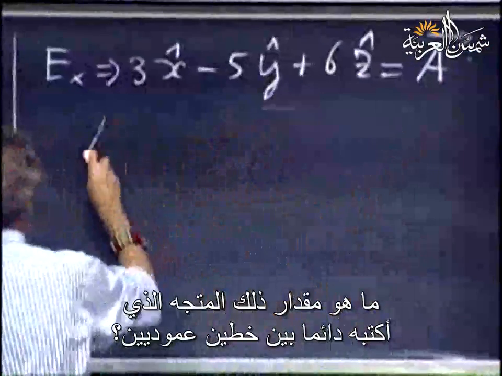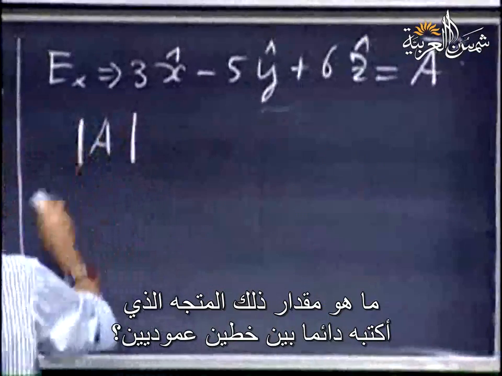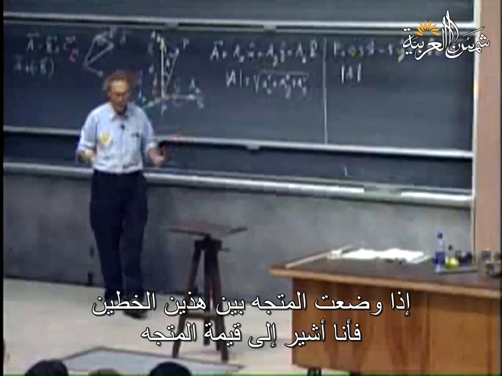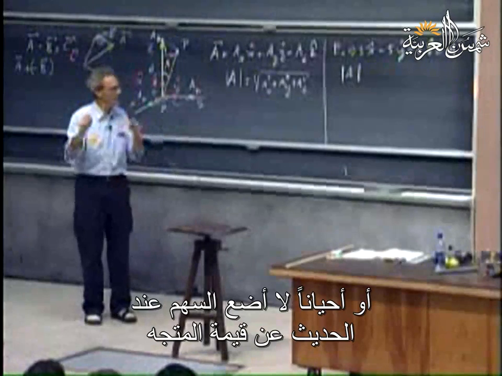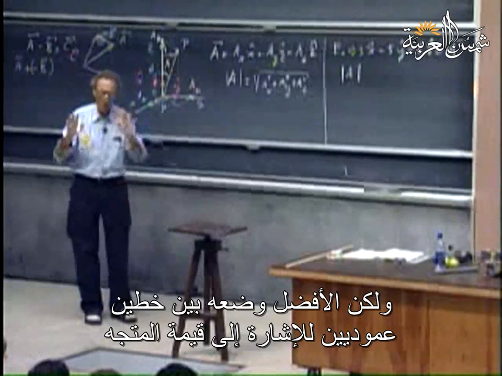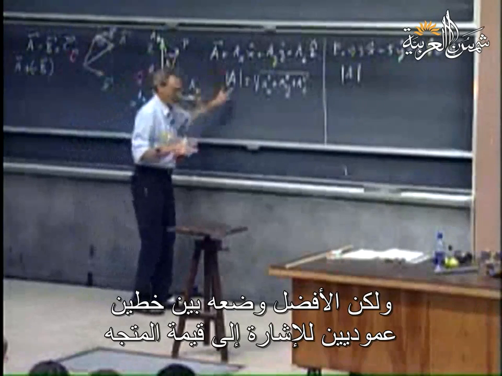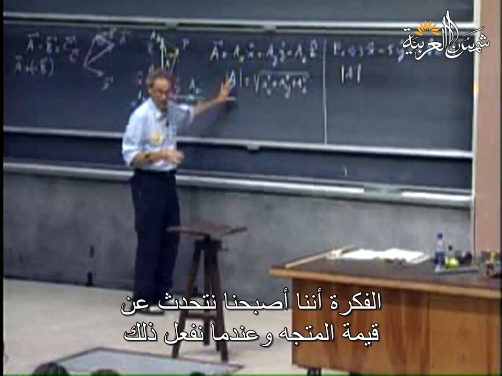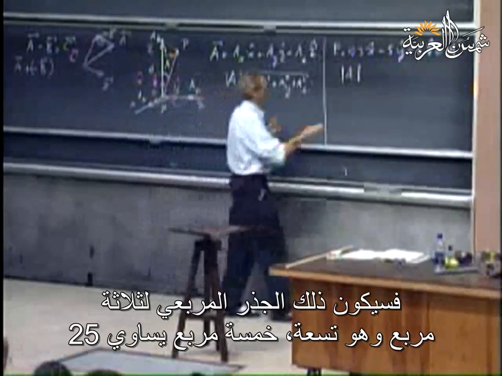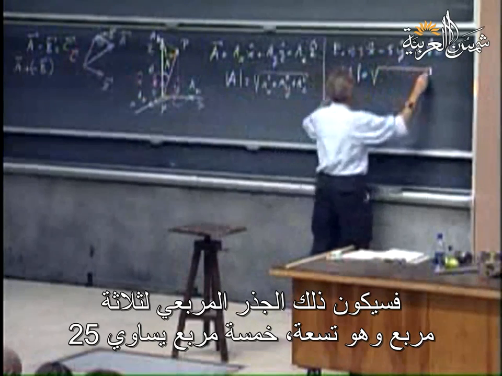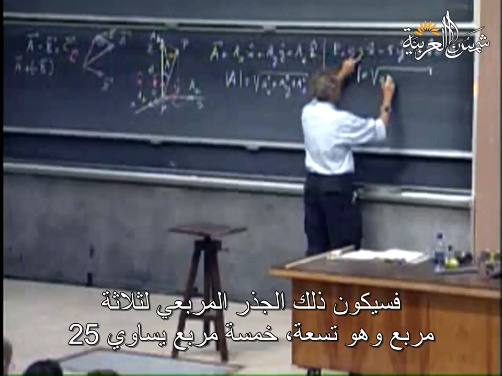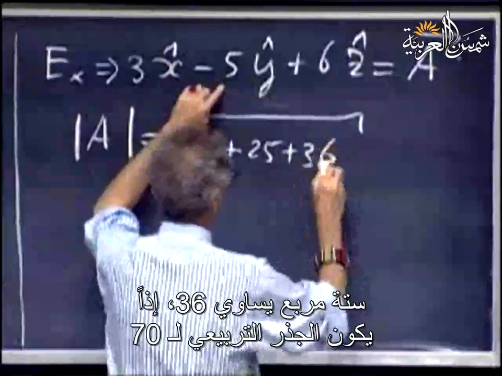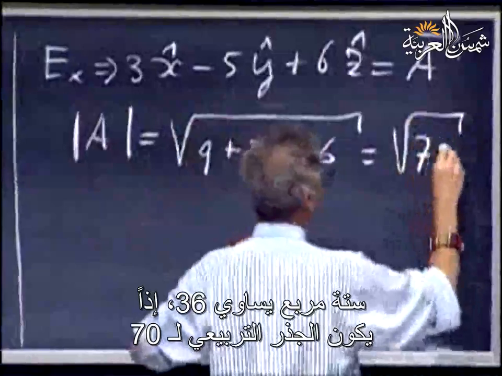What is the magnitude of that vector, which I always write down with vertical bars? If I put 2 bars on one side, that's always the magnitude. Or sometimes I simply leave the arrow off. But to be always on the safe side, I like this idea, that you know it's really the magnitude. It becomes a scalar when you do that. So that would be the square root of 3 squared is 9, 5 squared is 25, 6 squared is 36, so that's the square root of 70.